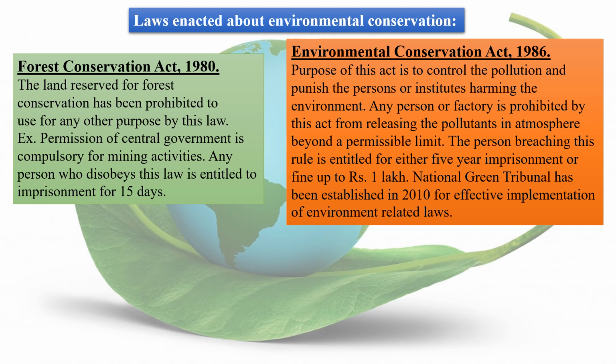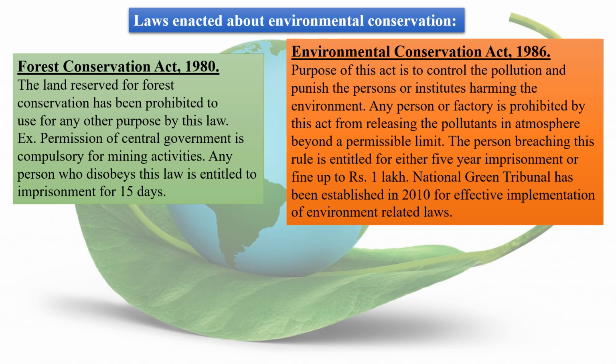So according to this Conservation Act, any person or factory is prohibited by this act from releasing the pollutants in the atmosphere beyond a permissible limit. Means हम लोगों ने पढ़े हैं कि pollution एक level तक हमारा atmosphere absorb कर सकता है और झेल सकता है, ठीक है. So अगर उसके हिसाब से amount of pollutants are released in the atmosphere तो वो acceptable है. अगर उससे ज़्यादा होगी तो वो pollution create करेगा.